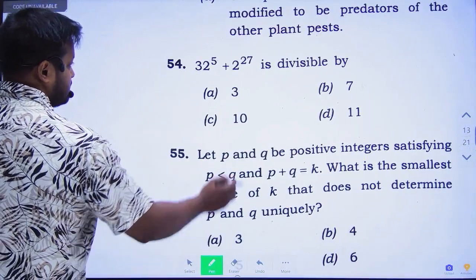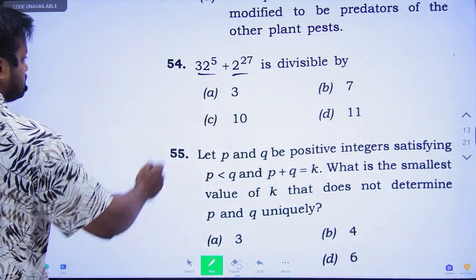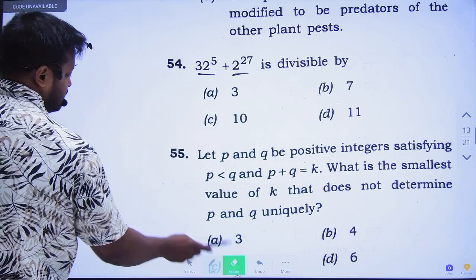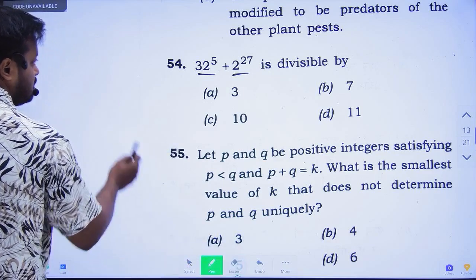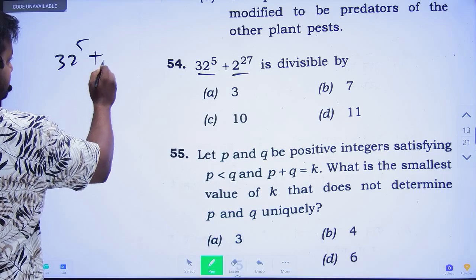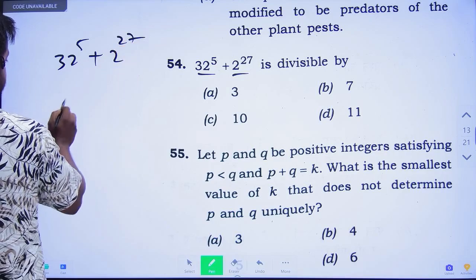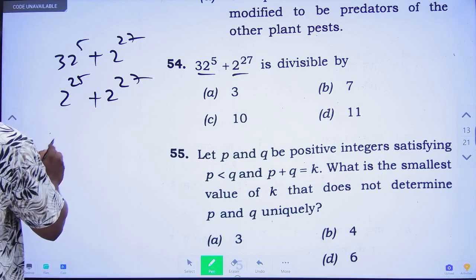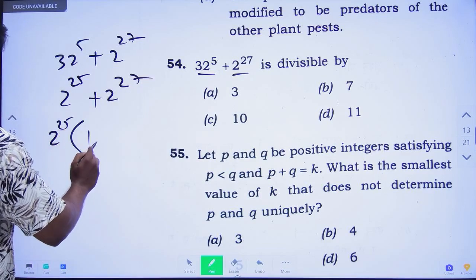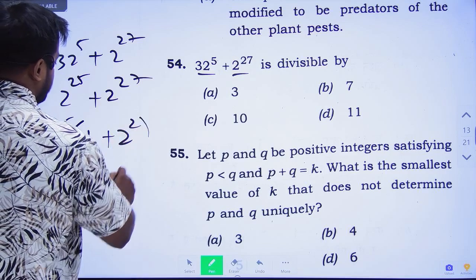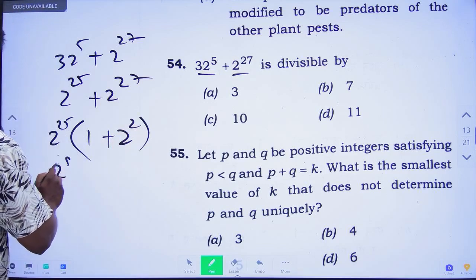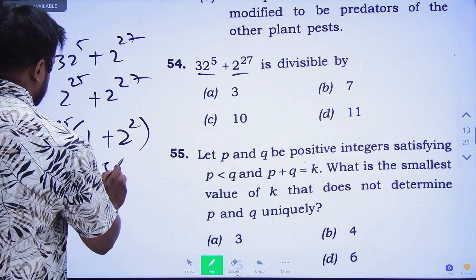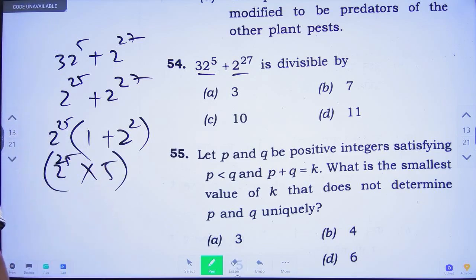Okay. 32 to the power 5 plus 2 to the power 27. So 32 I can write as 2 to the power 5, and 2 to the power 5 into 5 gives 2 to the power 25. So I can write 2 to the power 25 plus 2 to the power 27. I can take 2 to the power 25 common, so 1 plus 2 square, which is 2 to the power 25 into 1 plus 4 is 5. So 2 to the power 25 into 5.